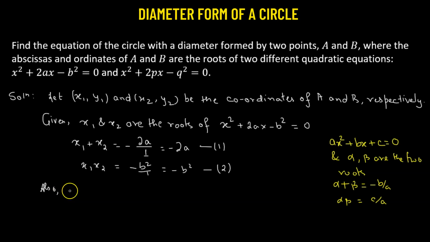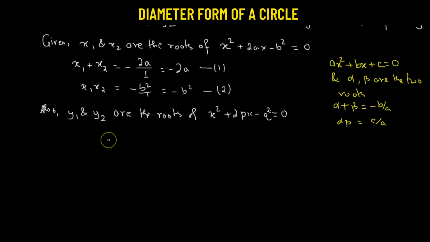Also, y1 and y2, these are the ordinates of the 2 points A and B, and these two ordinates are the roots of the other quadratic equation given by x squared plus 2px minus q squared equals to 0. Now we can apply the same idea here. Then the sum of the roots y1 plus y2 will be equal to negative of the coefficient of x, that is 2p, divided by the coefficient of x squared, so that's 1. So let's label this as number 3.